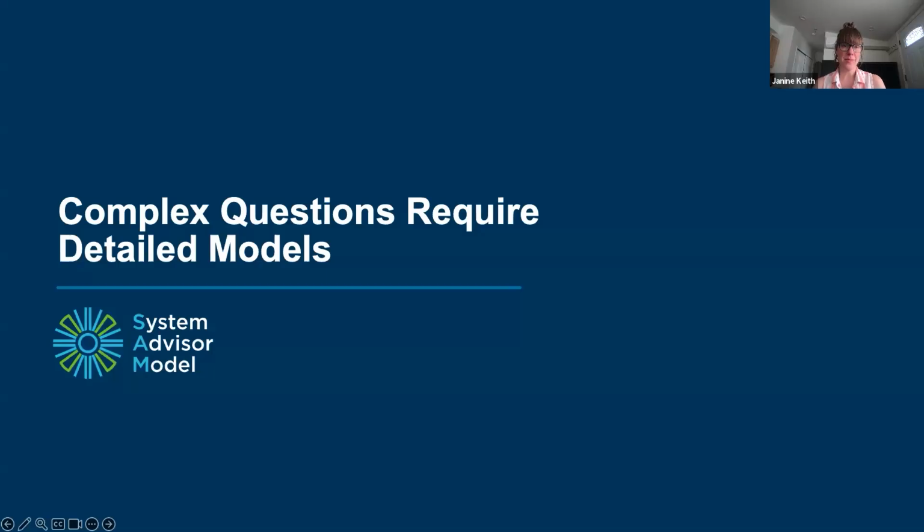And that is where the System Advisor Model comes in. Complex questions like that require detailed models to give answers.